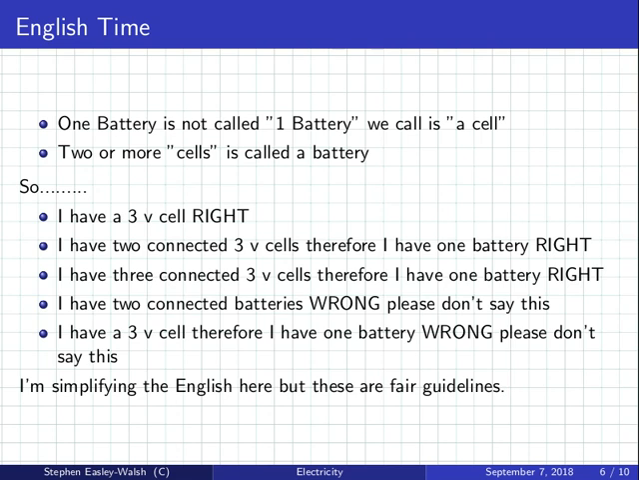Yeah. So what do you want to write down? You could just say 2 or more cells is called a battery. And 1 battery is not called 1 battery, we call it a cell. So 1 can be a cell, 2 or more cells is a battery.